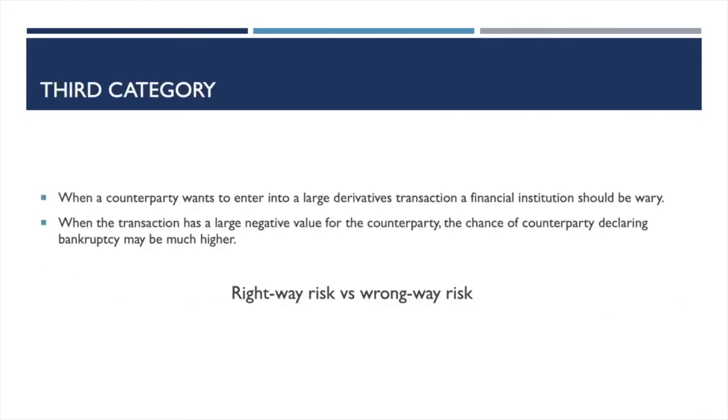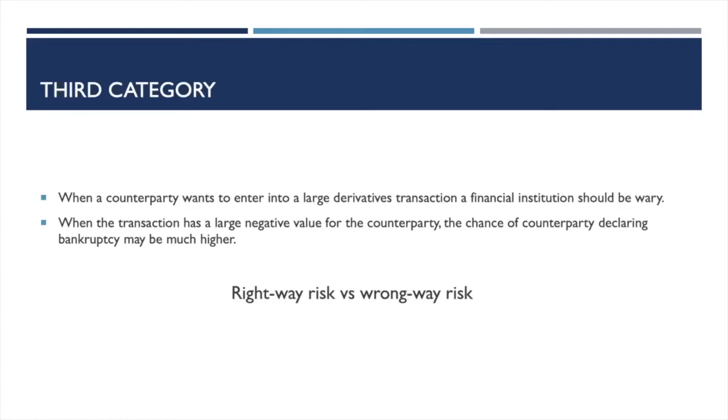For the third category of derivatives, the sign of fi is uncertain. The variable vi is a call option on fi with a strike price of 0. One way of calculating vi is to simulate the underlying market variables over the life of the derivative. When a counterparty wants to enter into a large derivatives transaction, a financial institution should be worried.